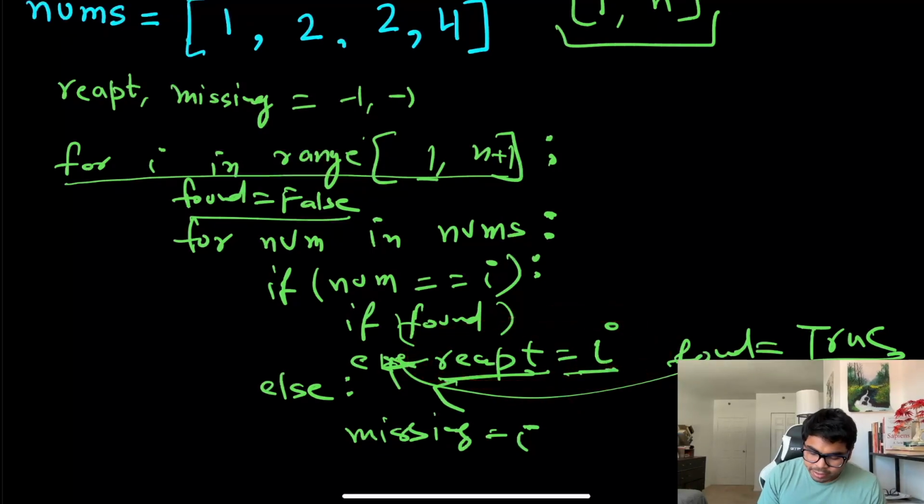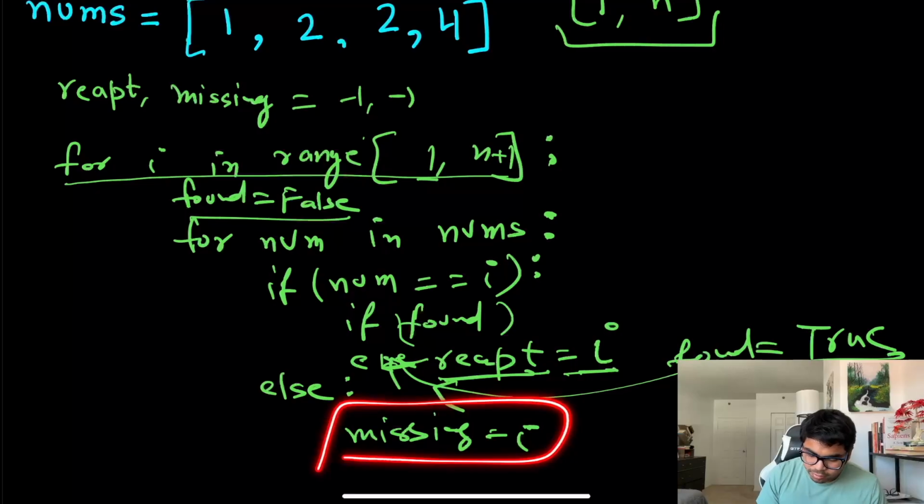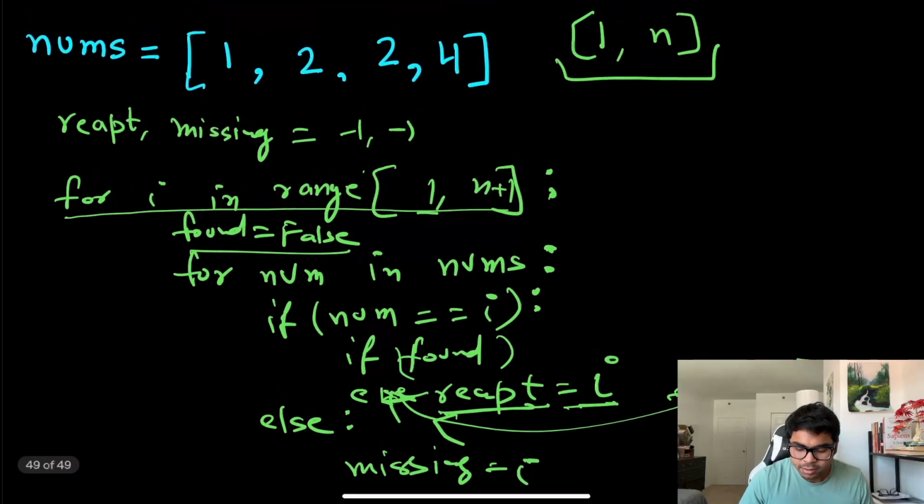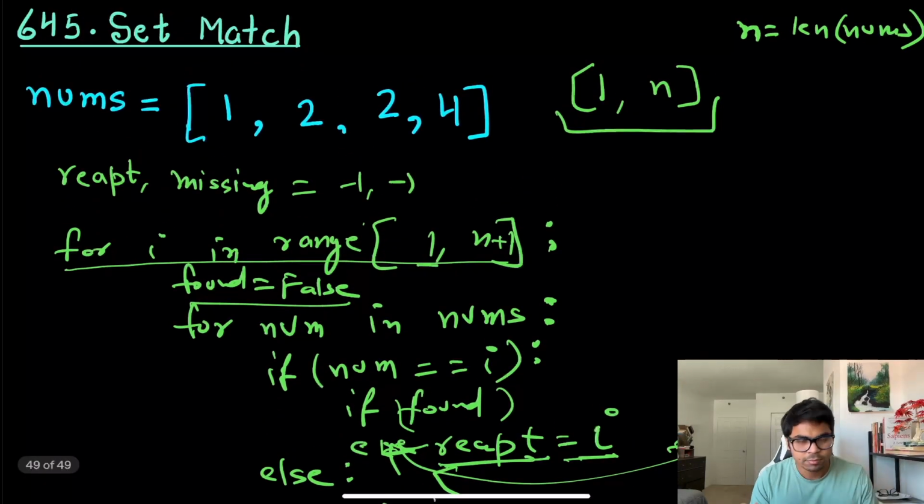And there will be another number that will be missing. That will not be equal to any number inside my nums. Then I will mark this as missing. One more case, parallel to this if statement: I will have else, that means I have found the number, and this found is also false. That means I've only seen this number once, which is valid. This is not the number that I'm going to do anything with.